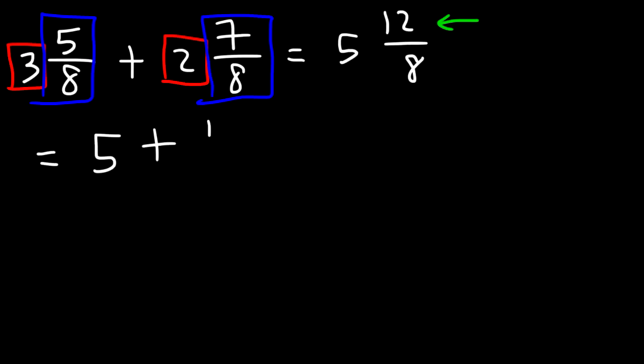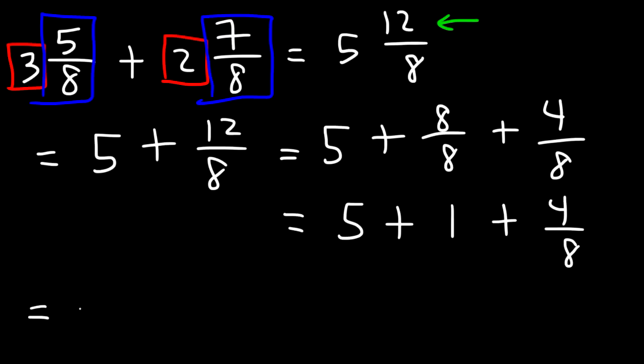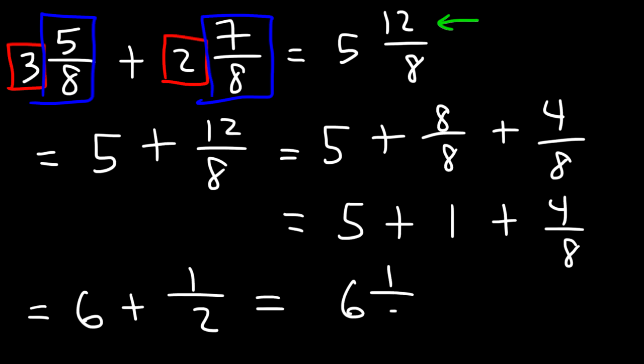5 and 12/8, we know it's 5 plus 12 over 8. And 12 over 8, you can break that down into 8 plus 4, because 8 plus 4 is 12. Now the good thing about 8 over 8 is you can make that a whole number. 8 divided by 8 is 1. So we have 5 plus 1 plus 4 over 8. Now 5 plus 1 is 6. And 4 over 8, we can reduce that to 1 over 2 if we divide both of these numbers by 4. And so the final answer is 6 and 1/2.